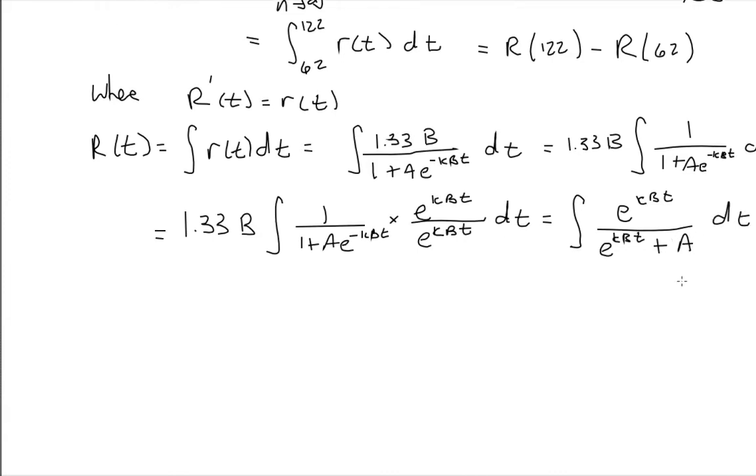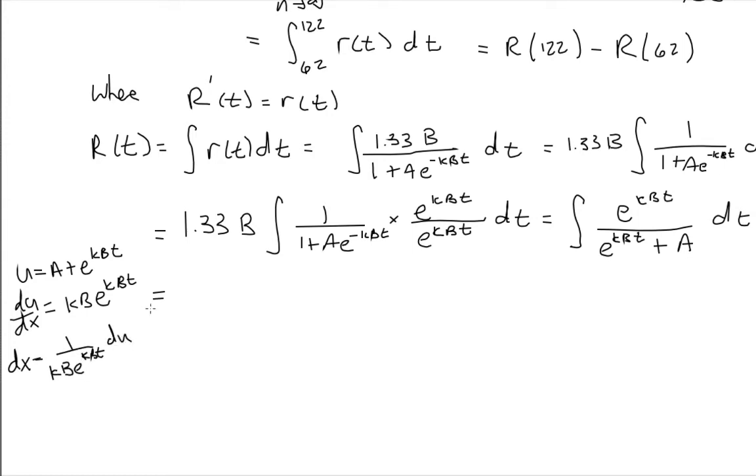Okay, it kind of seems weird that we would think about doing that, but what this will allow us to do is actually do a much easier substitution. So we're going to now take this integral here, and we're going to do the substitution u equals a plus e to the kbt, which means du/dt is equal to, if we take the derivative of this, it's just kb times e to the kbt, which means that dt is equal to 1 over kb e to the kbt times du.